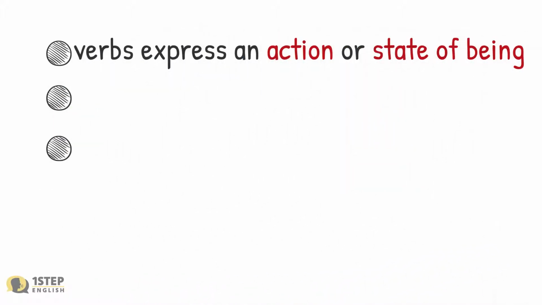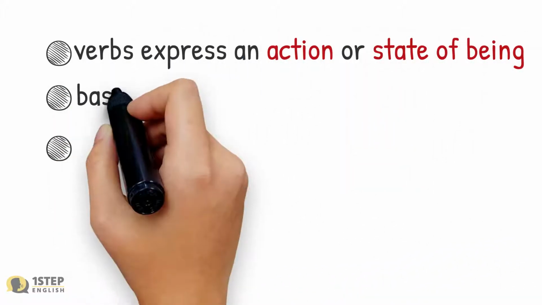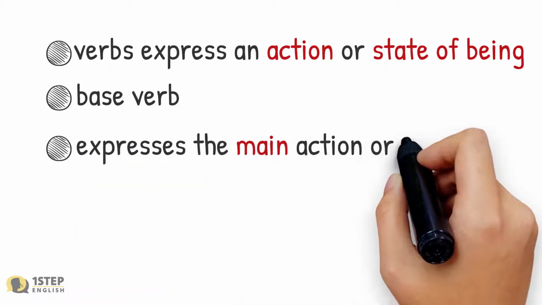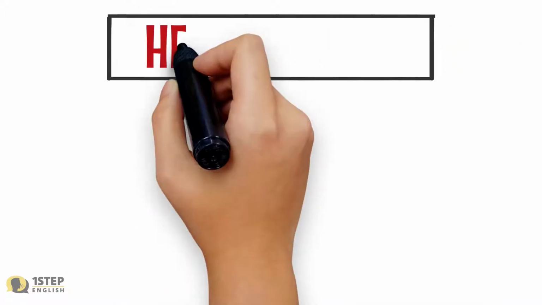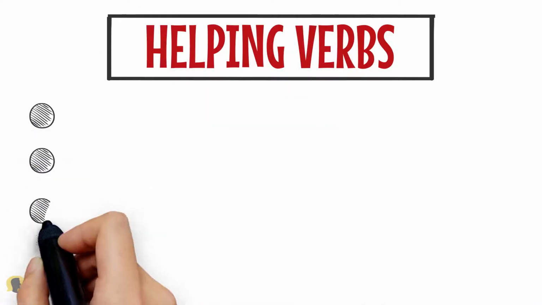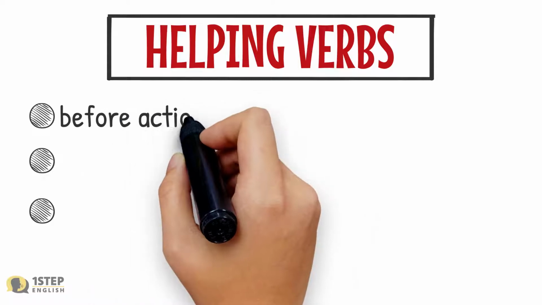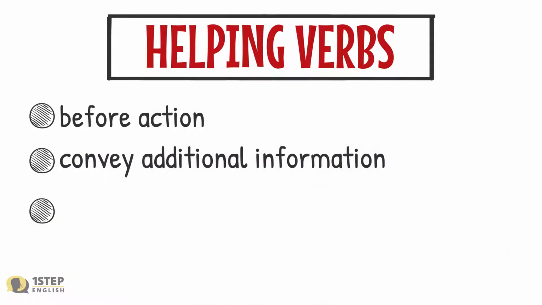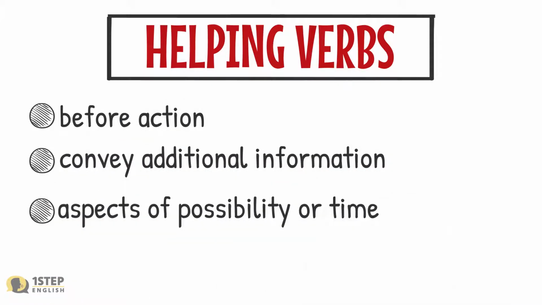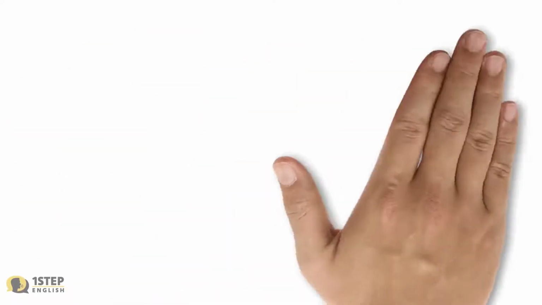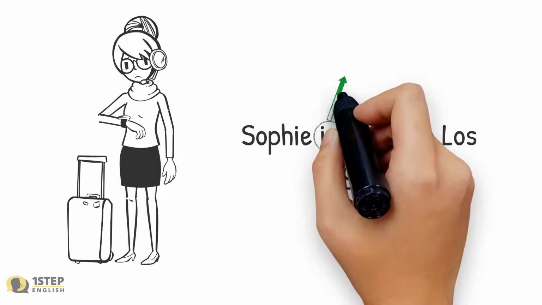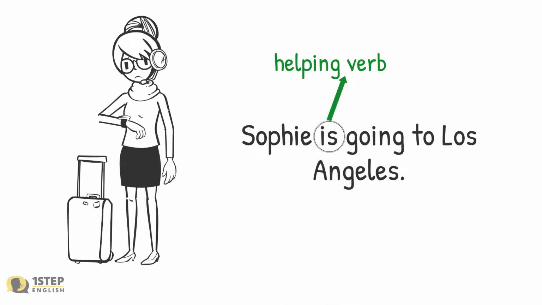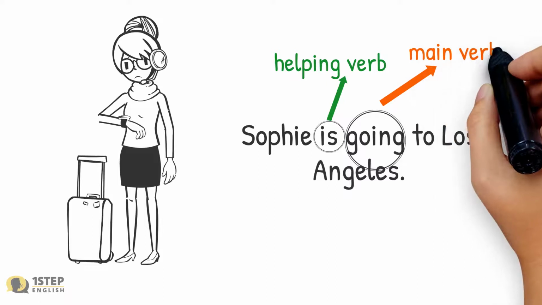As you've seen, verbs express an action or state of being. All verbs include a form of the base verb, which expresses the main action or state of being. Helping verbs. Helping verbs are used before action to convey additional information regarding aspects of possibility or time. For example, Sophie is going to Los Angeles. The word is the helping verb of the sentence, while the word going is the main verb of the sentence.